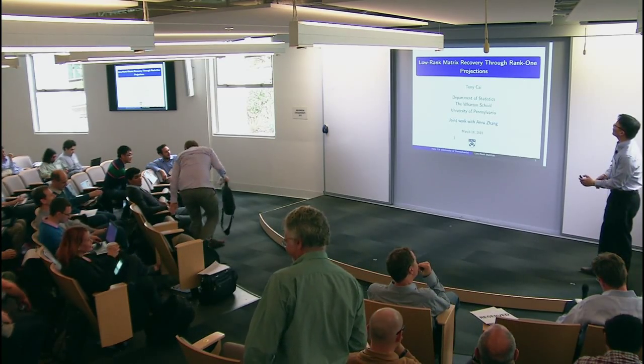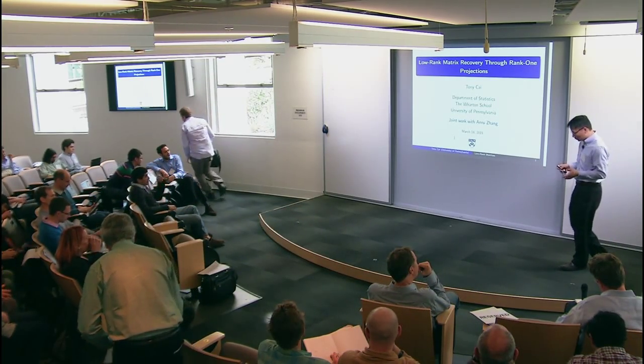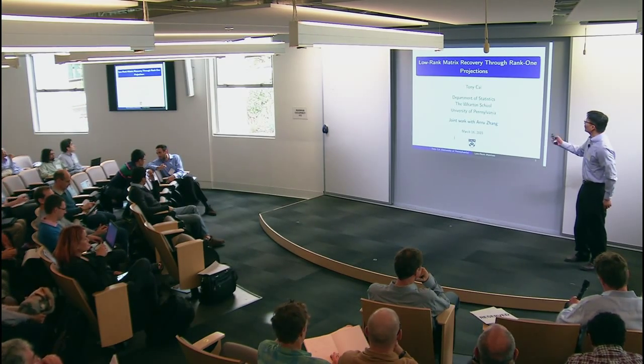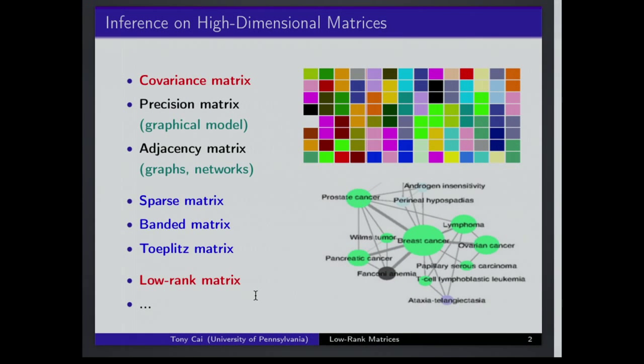Okay, so I'll be talking about estimation of low-rank matrices. In the age of big data and as a statistician, we deal with lots of different kinds of matrices. In high-dimensional inference, we work with large covariance matrices, or its inverse, the so-called precision matrices.